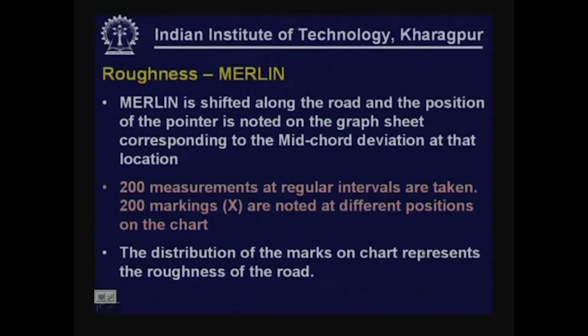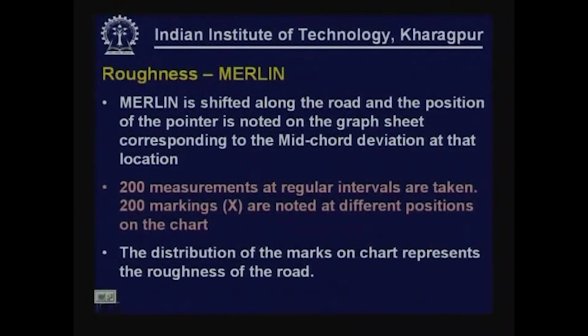As I said, the Merlin machine has to be shifted along the road, and the position of the pointer is noted on the graph sheet. This position corresponds to the mid-chord deviation at that particular location. About 200 such measurements have to be made at regular intervals. So for these 200 positions, there will be 200 markings on the graph sheet. The distribution of the marks on the chart represents the roughness of the road.